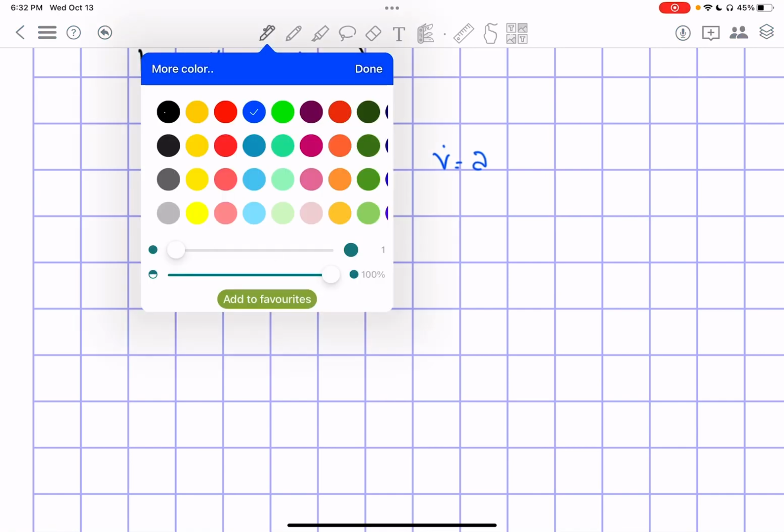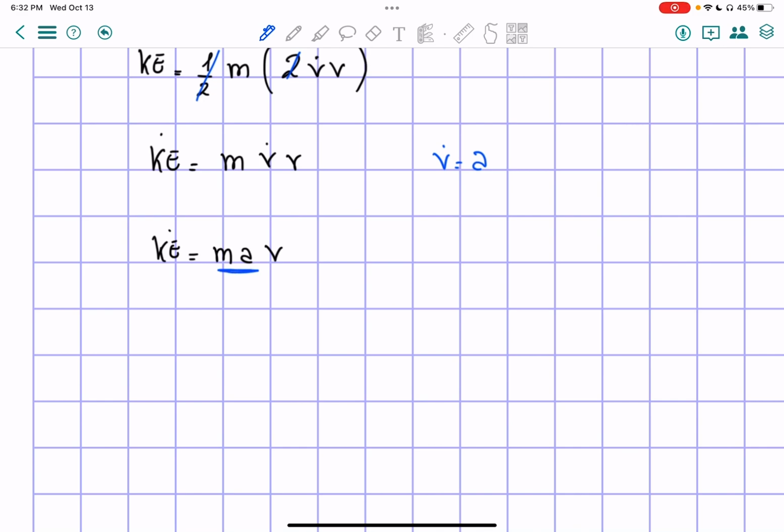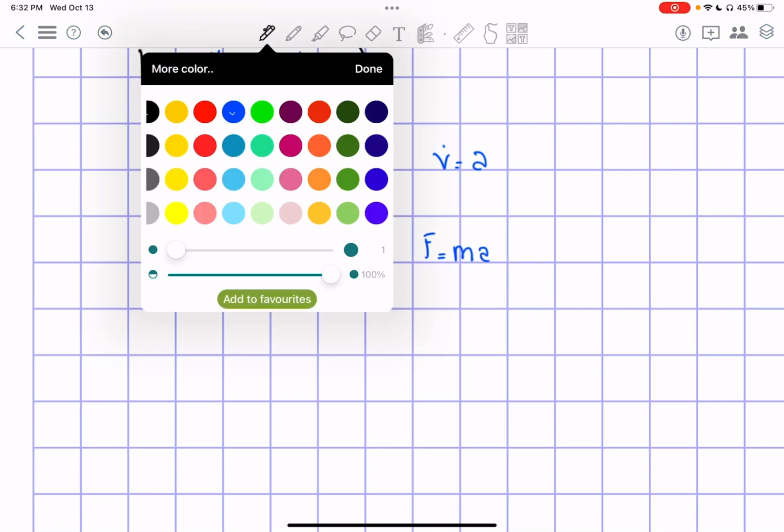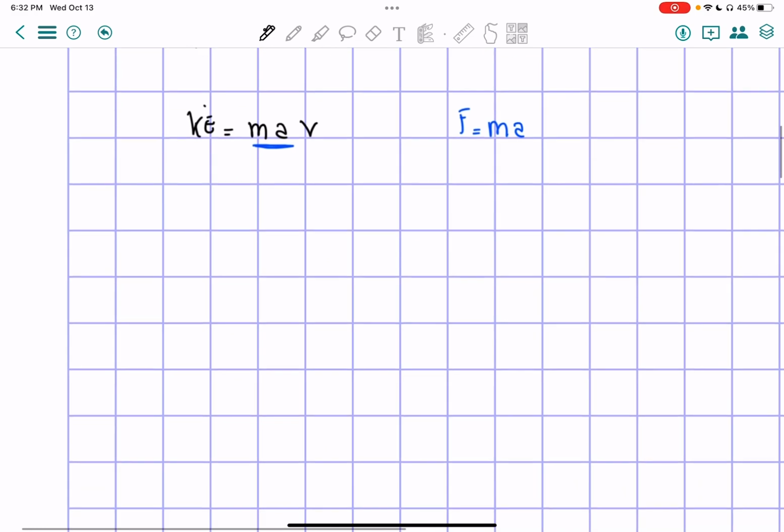Now, you should immediately see that this ma is equal to something that you already know, which is the force. So in our case, we get that the derivative of kinetic energy in terms of time is equal to the force times the velocity. Okay? And that is pretty straightforward so far.